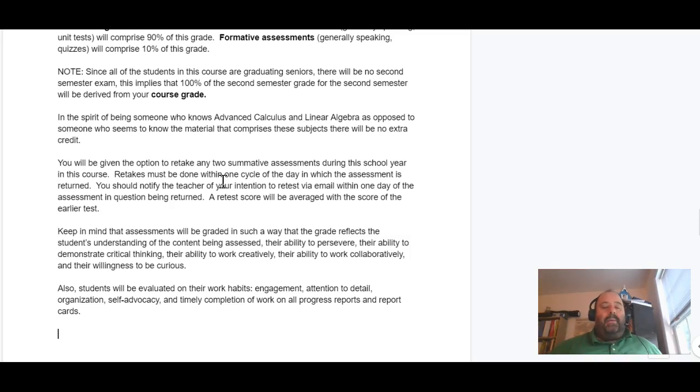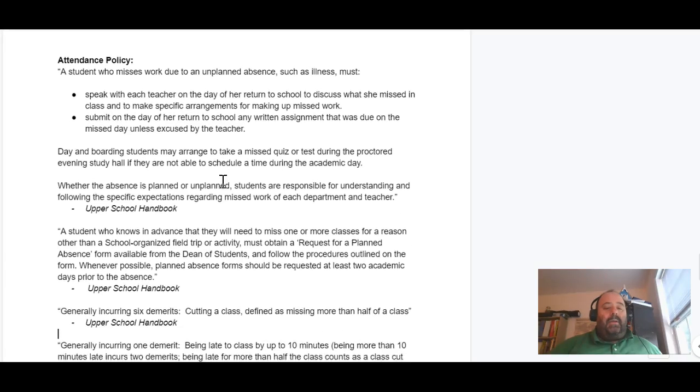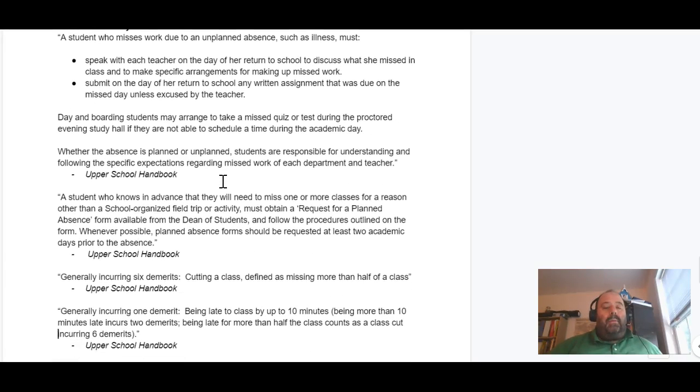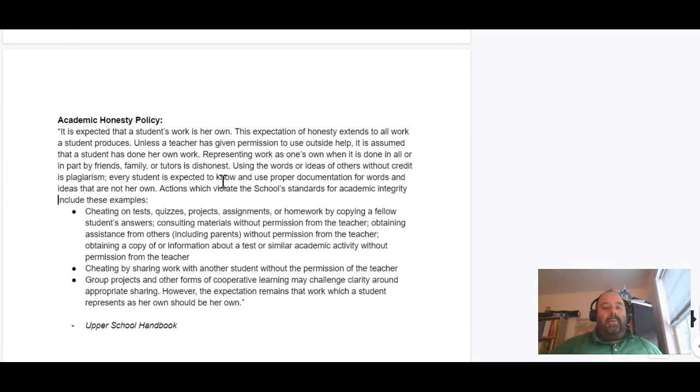There's also going to be comments on your report card about things like perseverance, critical thinking, working creatively, collaboratively, being curious. And you have the sliders on your report card for work habits, engagement, attention to detail, organization, self-advocacy, and timely completion of work. The attendance policy here is straight up from the student handbook. If you're going to miss, let me know ahead of time, because I know that this is like senior college craziness. So just please let me know ahead of time, and we'll make some sort of arrangements.